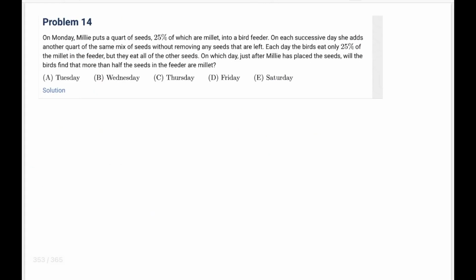Number 14. On one day, Millie puts a quart of seeds, 25% of which are millet, into a bird feeder. On each successive day, she adds another quart of the same mix of seeds without removing any seeds that are left. Each day, the birds eat only 25% of the millet in the feeder, but they eat all of the other seeds. On which day, just after Millie has placed the seeds, will the birds find that more than half the seeds in the feeder are millet?